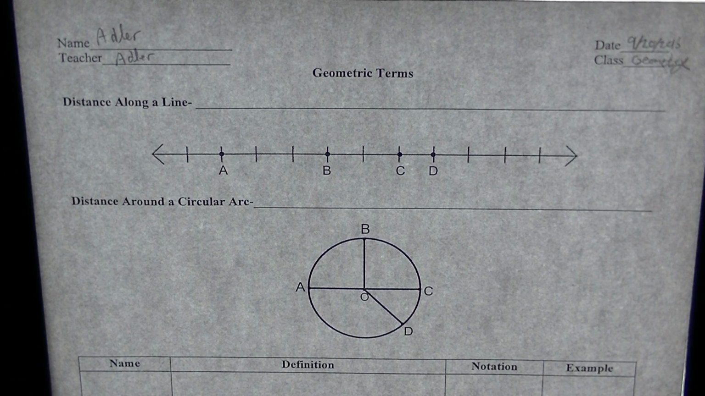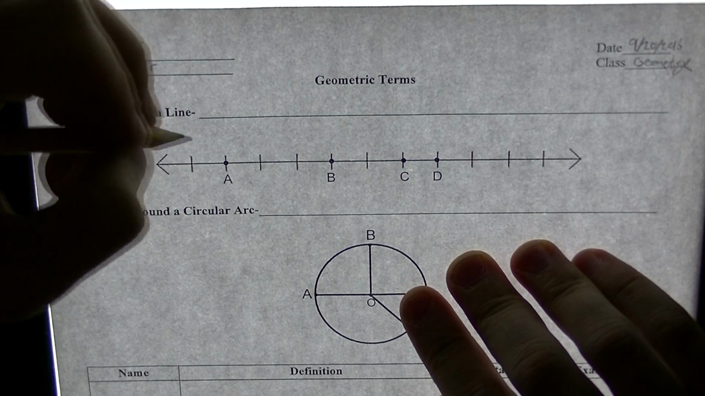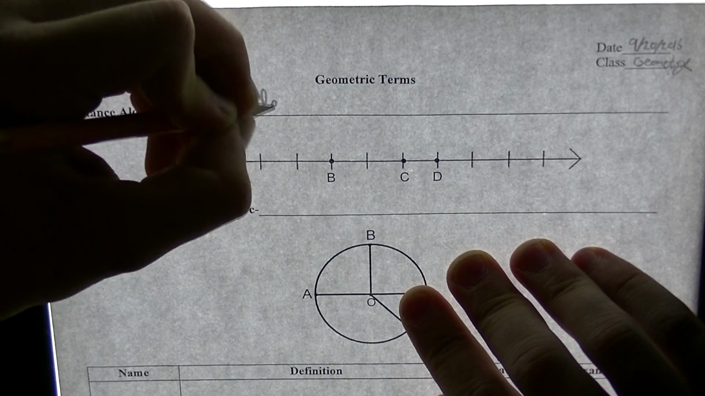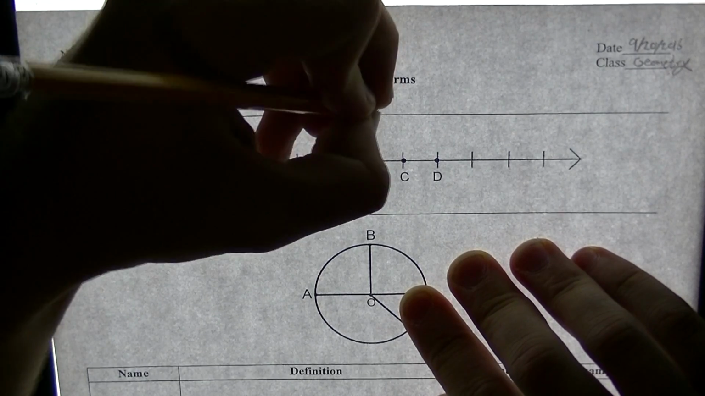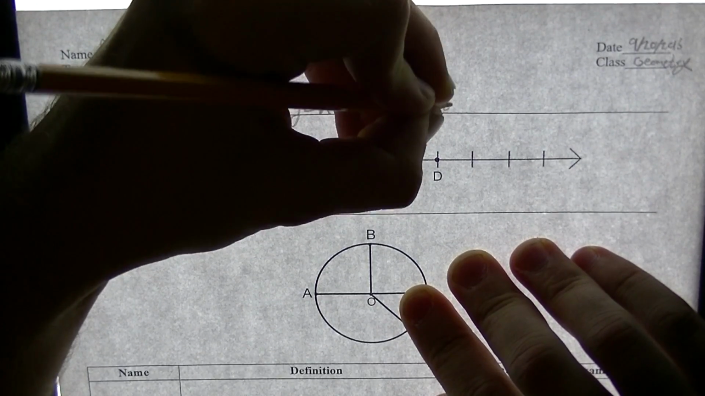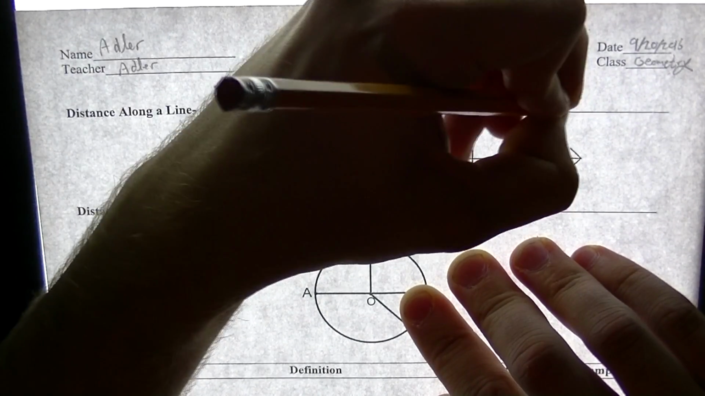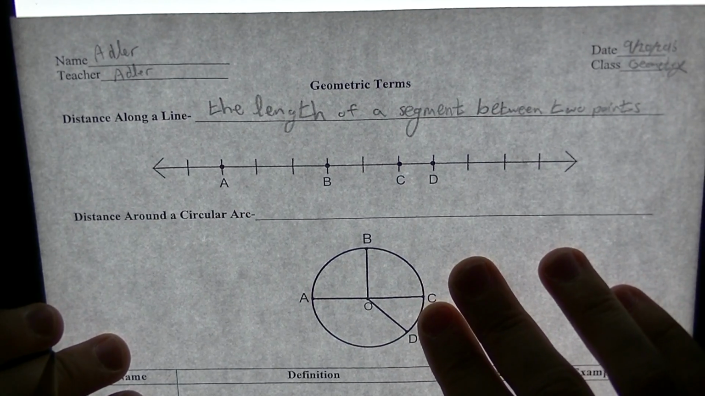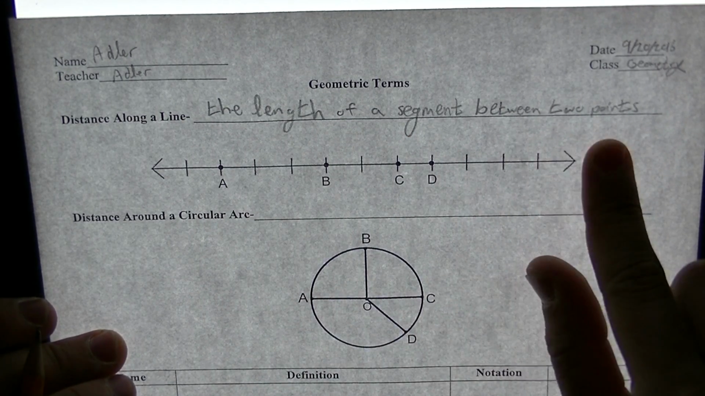In today's lesson, we're going to be starting to define a couple of things. So the first thing I want to define is distance along a line. The distance along a line is just the length of a segment between 2 points. So the distance along a line is just the length of a segment between 2 points.